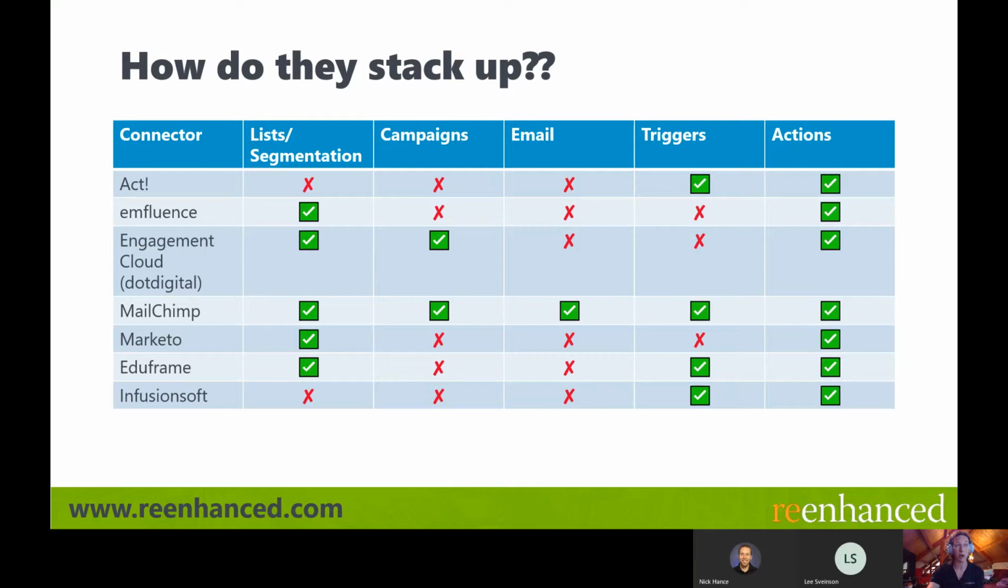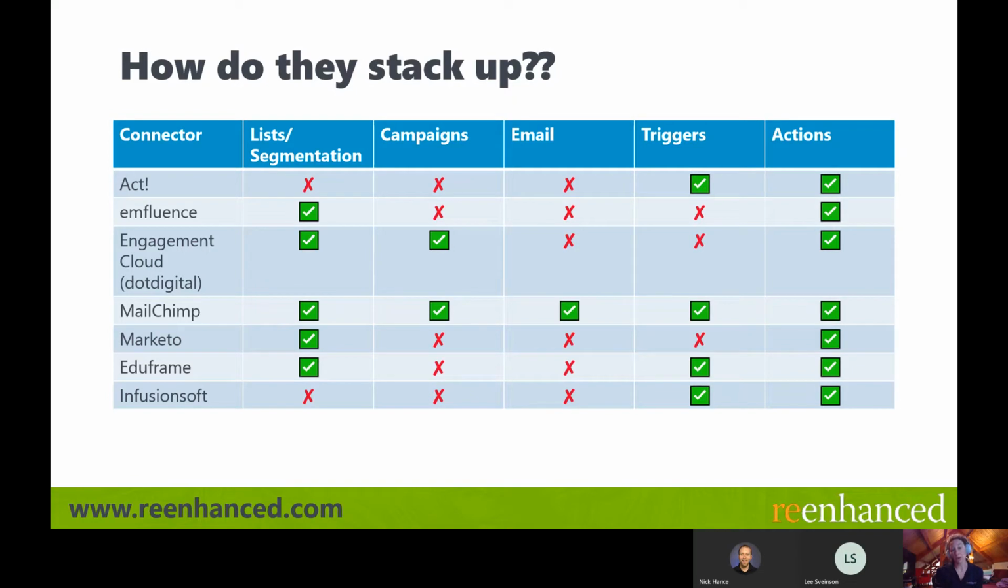Mailchimp is the one that stands out in the list of all of these different Power Automate connectors beyond everything else. So Act doesn't have that much. There's no Power Automate trigger or action that has anything to do with a list or a segment. They don't have anything with campaigns, and they don't have email possibilities.